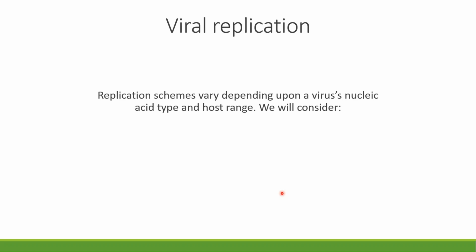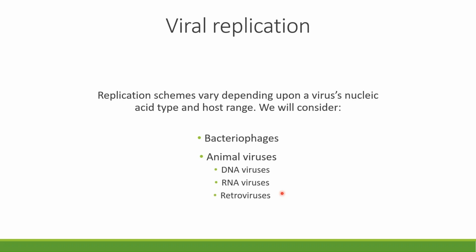Okay, so again, replication schemes are going to vary depending on the virus, particularly the nucleic acid type and host range. As we discussed, there are single-stranded and double-stranded DNA and RNA viruses, and there's also something called the sense of those strands of DNA or RNA, which we'll discuss later on, which can affect the way that that virus's nucleic acids get replicated, get expressed, so on and so forth. We're going to consider bacteriophages, animal viruses, which include DNA viruses and RNA viruses, and a special group called retroviruses. There are, of course, viruses that infect plants and protozoa, but discussion of these is beyond the scope of this course, so we're not going to get into those.